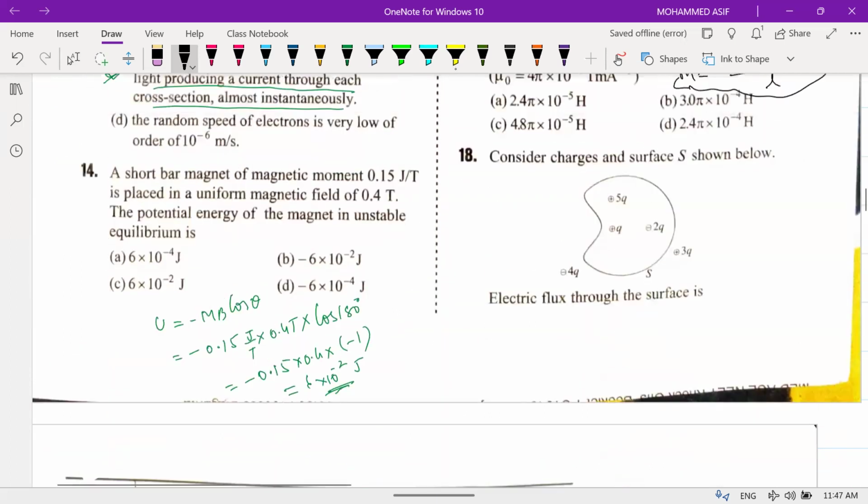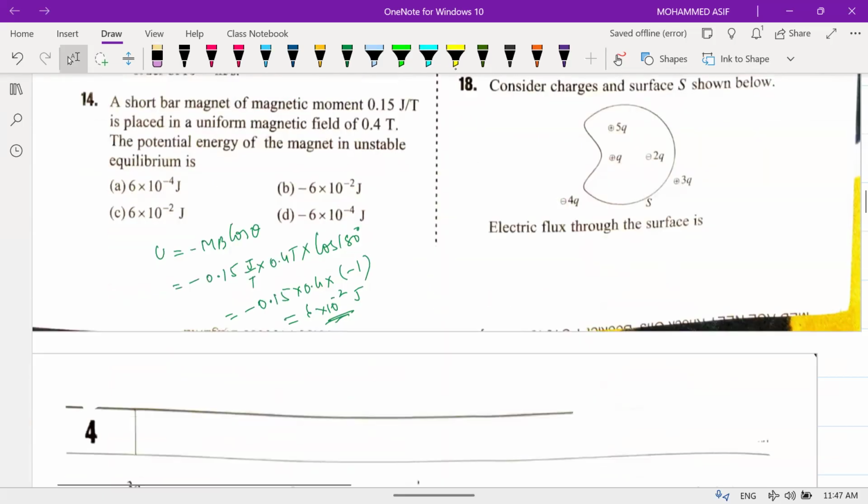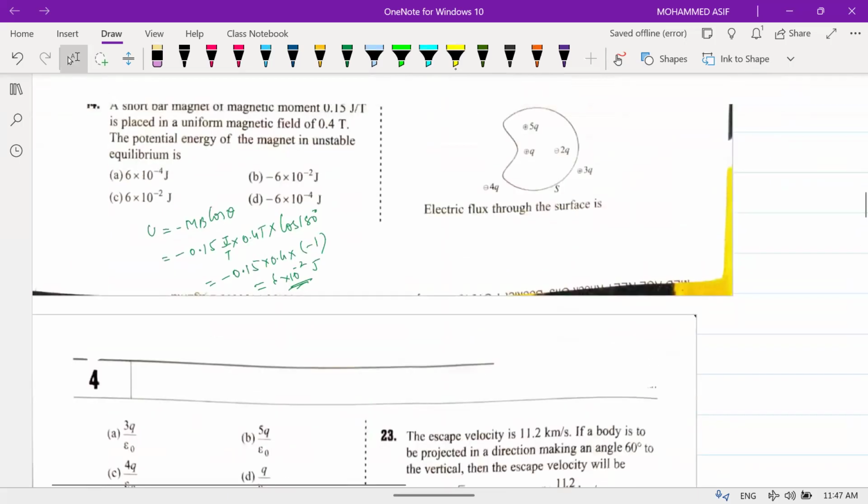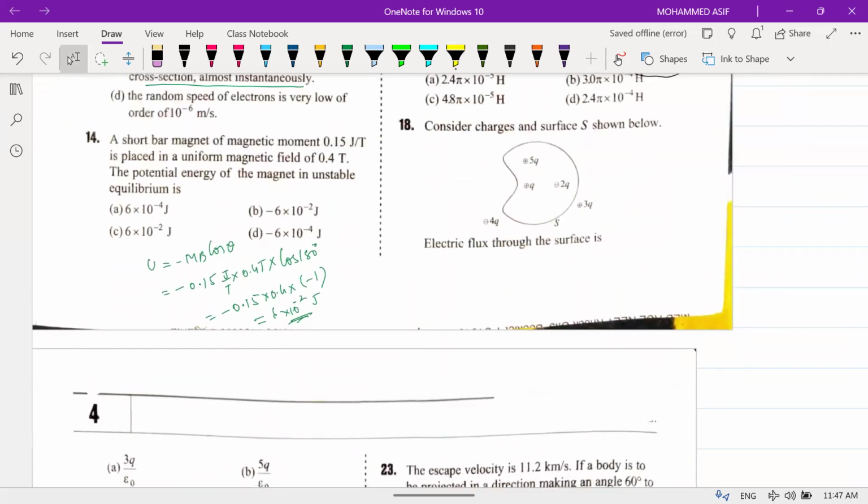18th one, I hope you can tell me. Consider the charges on the surface as shown below. Electric flux through the surface is how much? Only charges which are enclosed will give the flux. Phi, q, q and 2q. What is the formula? Flux will be equal to charge enclosed divided by epsilon naught.